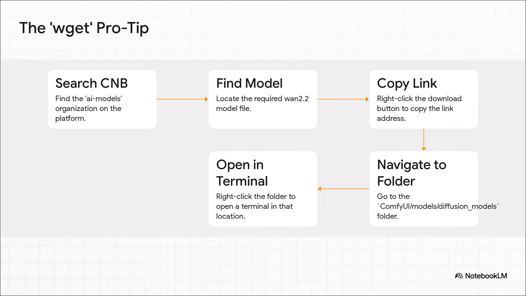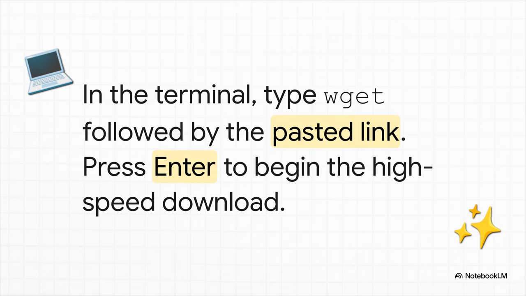Back on the main CNB platform, just search for the AI Models organization. Find the model file you need, right-click its download button, and make sure you copy the link address. Then just pop back over to your code editor, find the right destination folder, and open that folder up in the terminal. Okay, now you're in that new terminal window, which is already pointed to the right folder.